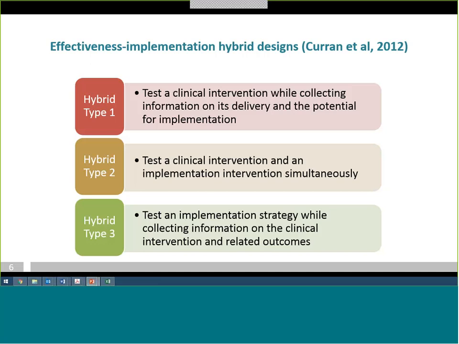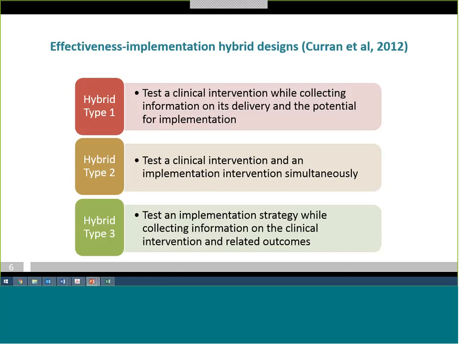Now, the type 2 and type 3 are a little bit more complex in my view. In the type 2 design, you're testing a clinical intervention and an implementation intervention simultaneously. My understanding from reading Kern's paper is that usually people would think about using a factorial research design, testing the clinical intervention as well as the implementation, the health services component, at the same time.